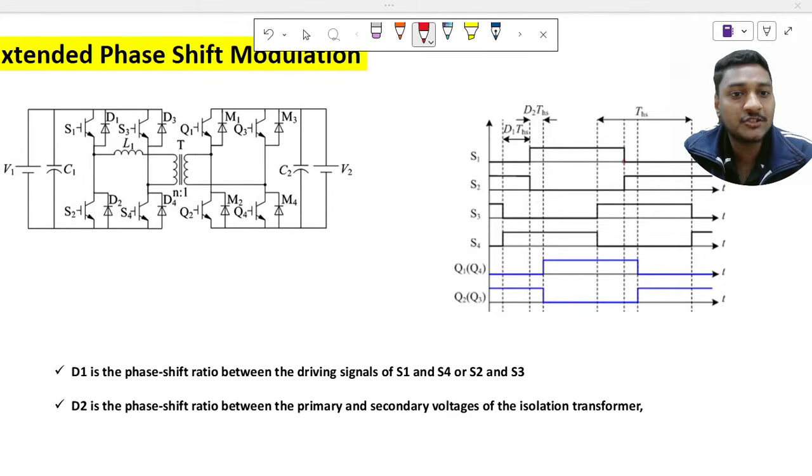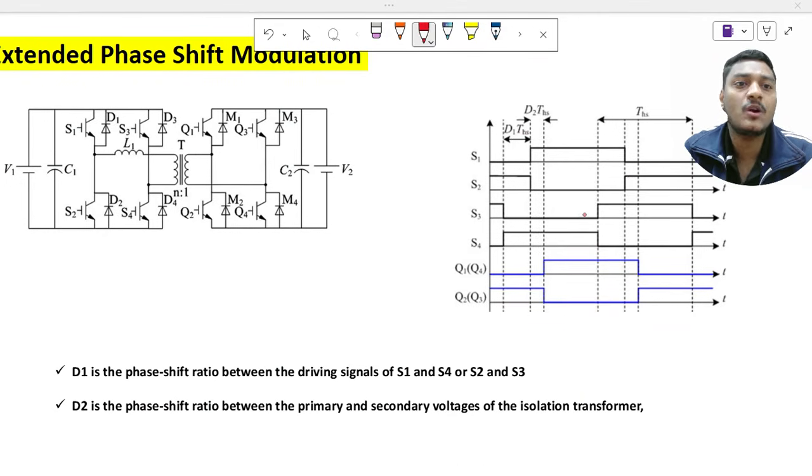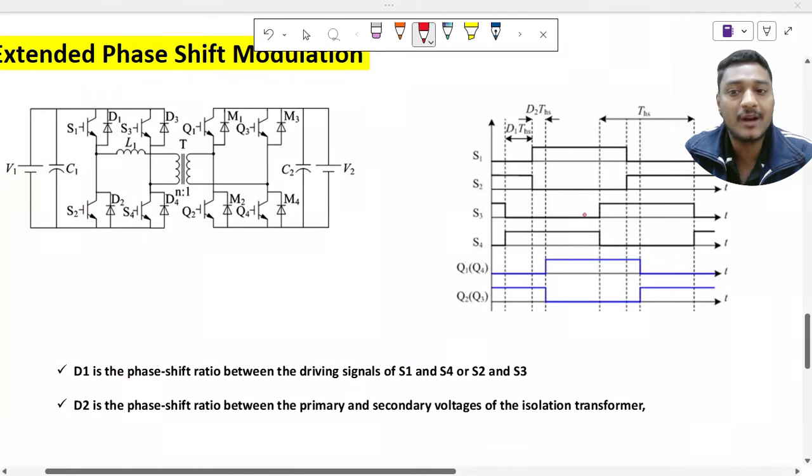When S1 is turned off, I need to turn on S2. S1 and S2 are complementary to each other. Similarly, S2 and S3 have the same kind of thing. S3 is turned on initially, and then after some time, with the D1 phase shift delay, S2 is turned on. So what is happening because of this, we need to understand.